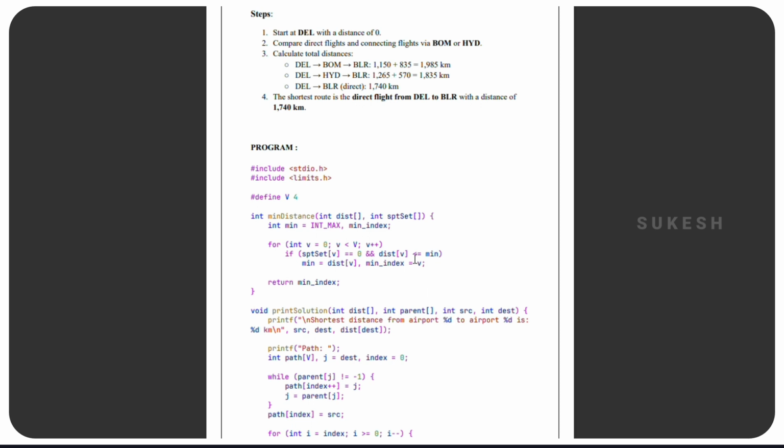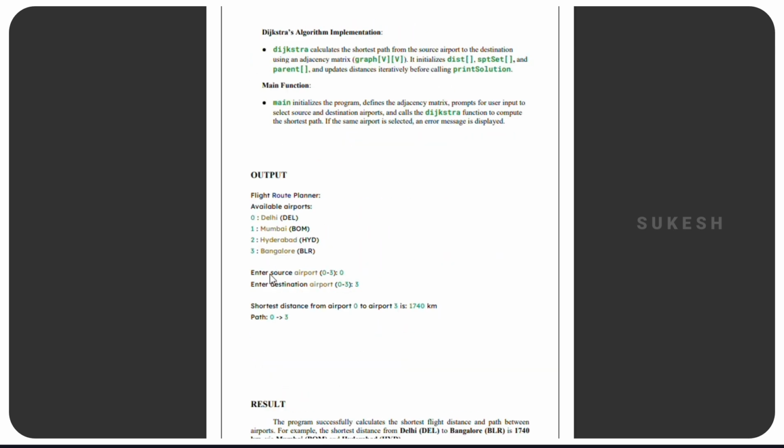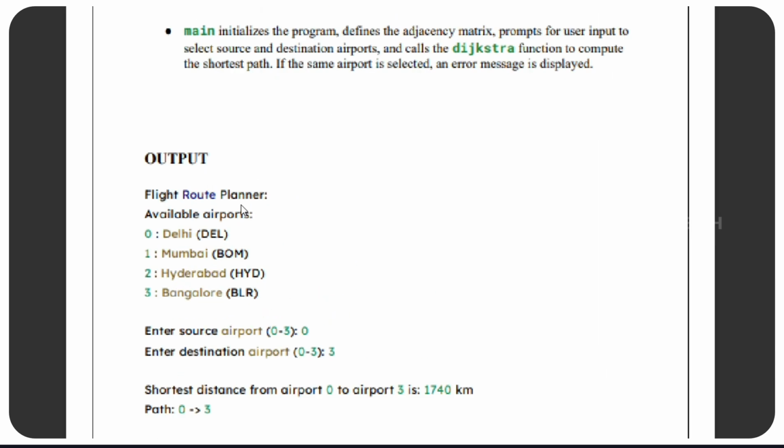Here we took the Delhi to Bangalore example, so it will print the shortest distance from airport Delhi to airport Bangalore is 1740 kilometers as our output. Let me show the output here.